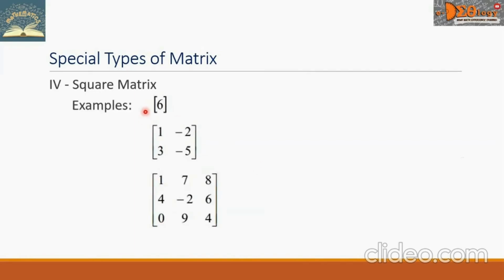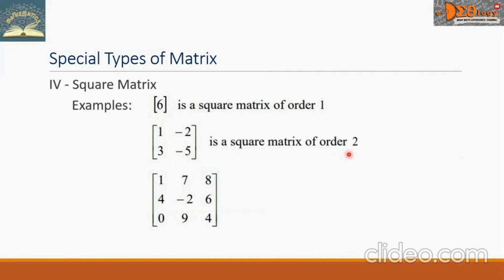Examples, the first one is a matrix with element 6. This is a square matrix of order 1. Second example with elements 1, -2, 3, -5 respectively. This is a square matrix of order 2. Third example, a matrix with elements 1, 7, 8, 4, -2, 6, 0, 9, 4 respectively. This is a square matrix of order 3.